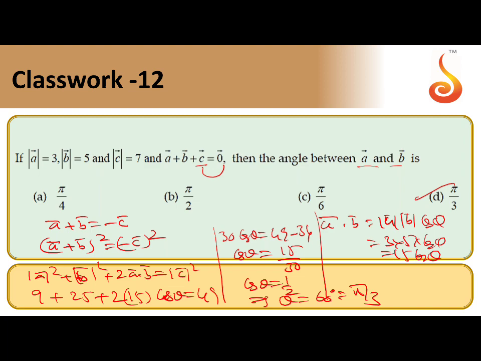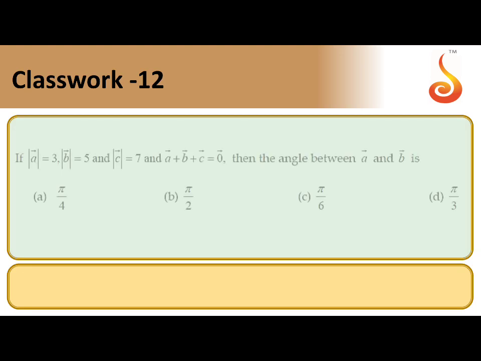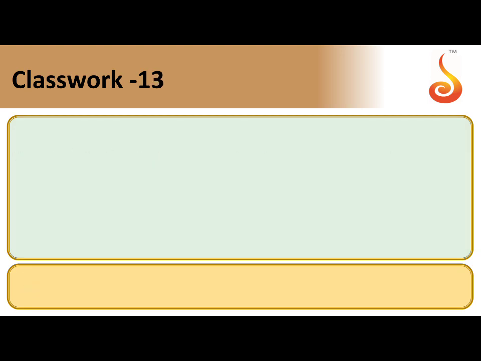Once again, if you want to find the angle between A and B, bring C bar to that side and square on both sides. Modulus A square plus modulus B square plus 2 A dot B equal to modulus C square. A is already given, 3 square, B square, 5 square, 2 A dot B. Calculate A dot B, modulus A, modulus B cos theta. Modulus A is given 3 into 5, 15 cos theta. Substitute here and then simplify. So 2 into 15, 30 cos theta. 9 plus 25 is 34. Bring it to the right side to get the value of theta. I hope this is clear. Next question. Check the answer. Option D is right.